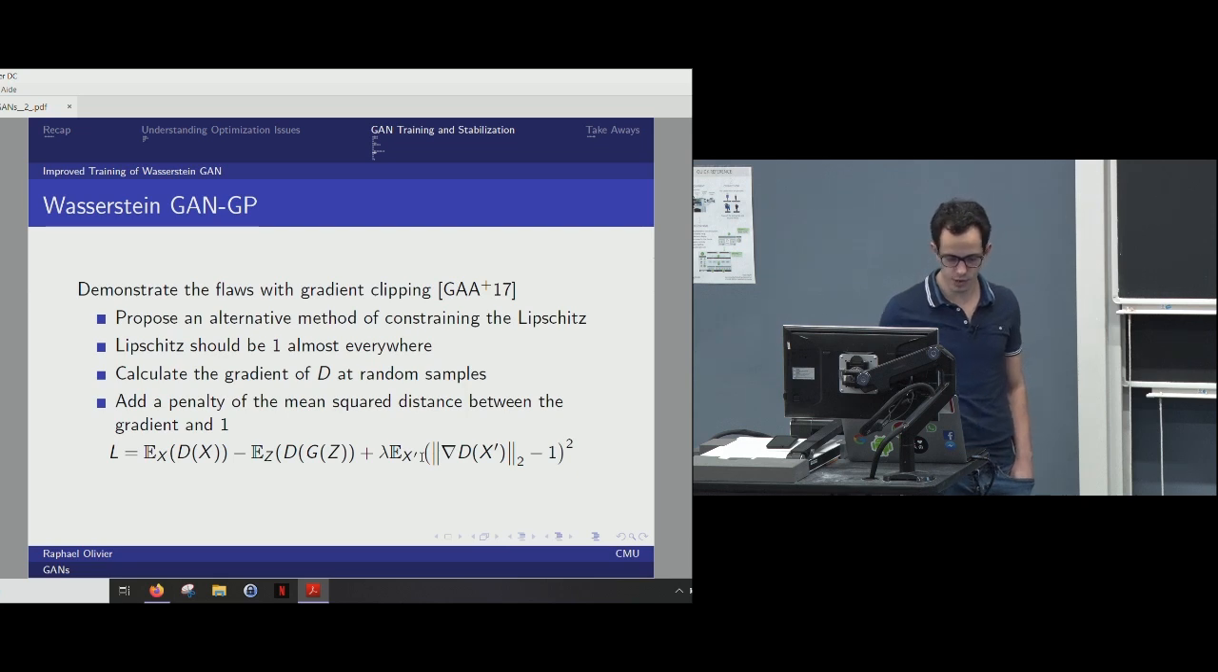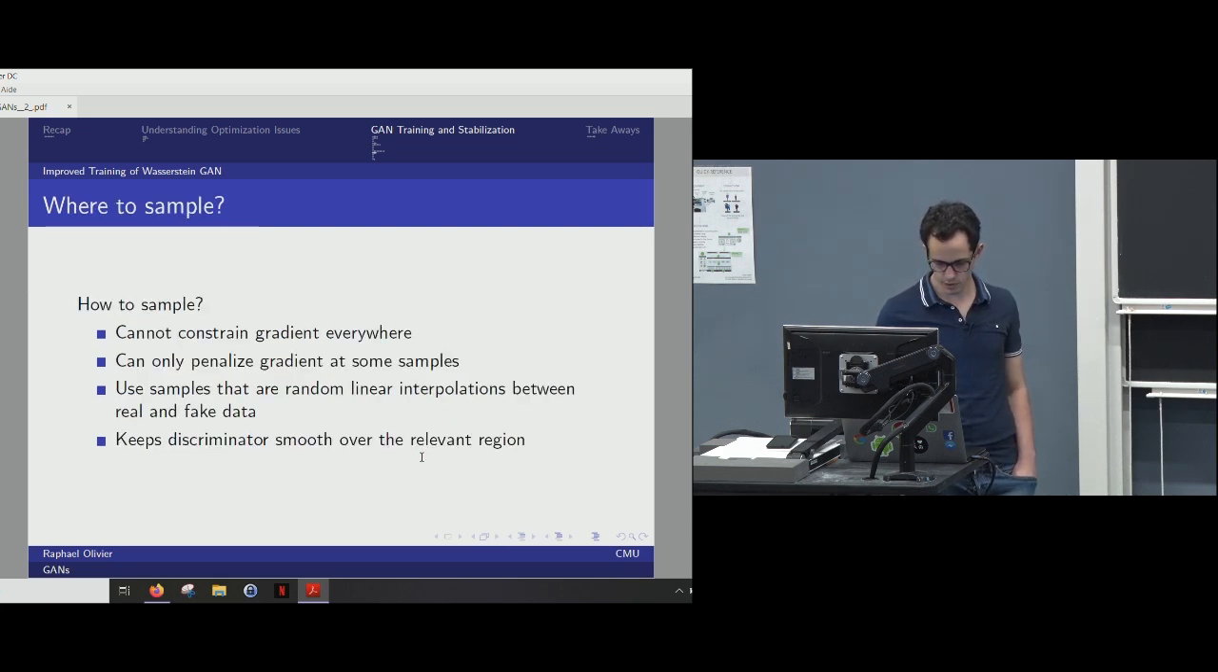So they argue that the best place to sample is in the area that's between the real and the fake distribution. So they take some linear interpolations between the real and the fake data, and that gives you the region where you want your Lipschitz, your gradient norm, to be 1, which means you keep the discriminator smooth in the area where you want to go. All makes a lot of sense, I think.